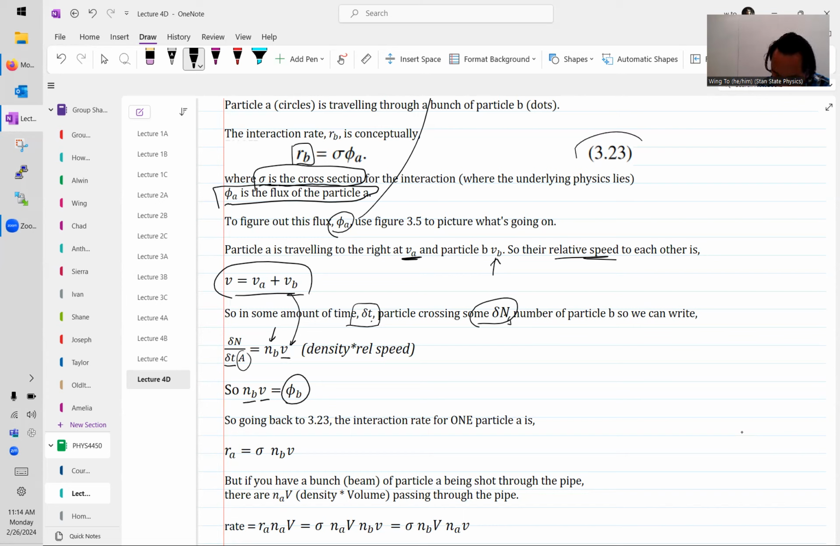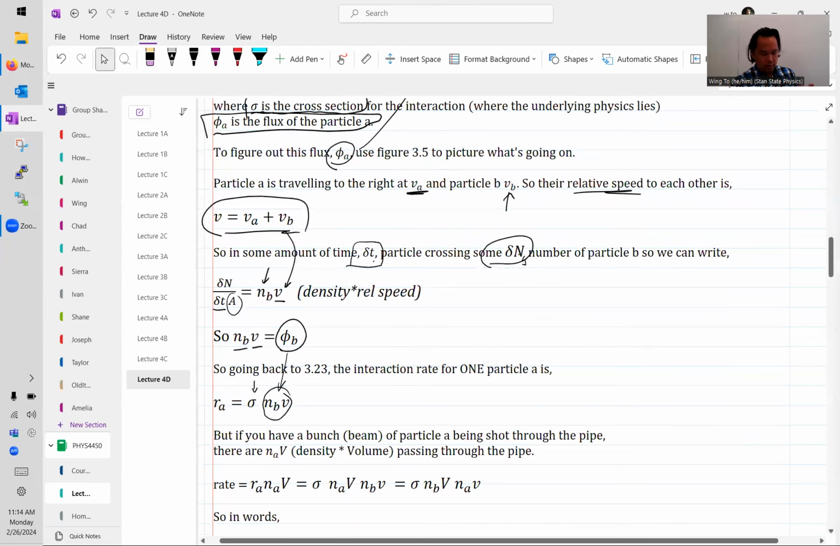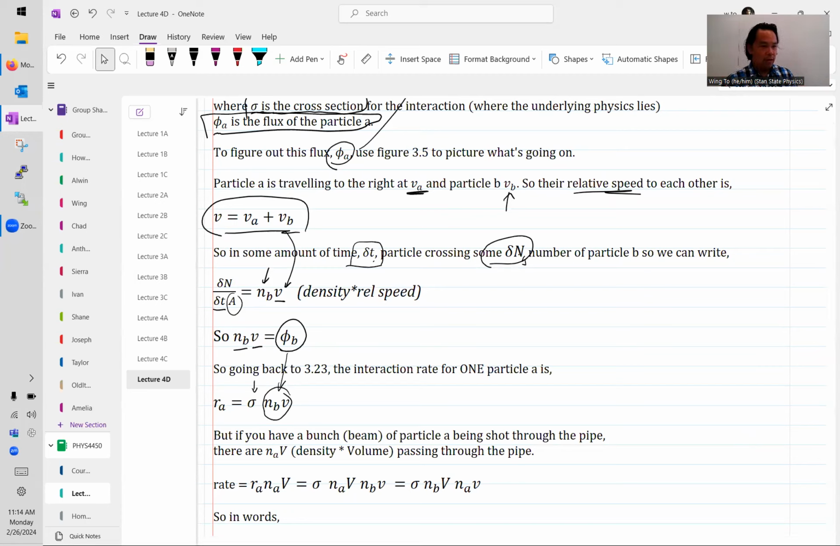So going back up to this equation up here, if we change the B's to A's and A's to B's, the rate of interaction with A is going to be whatever this cross section is times the flux of whatever particle we were talking about, in this case, the flux of B. So just to note that, Thomson did a switcheroo on this. They place A and B in the first equation, and then in the second equation, you use B as A.